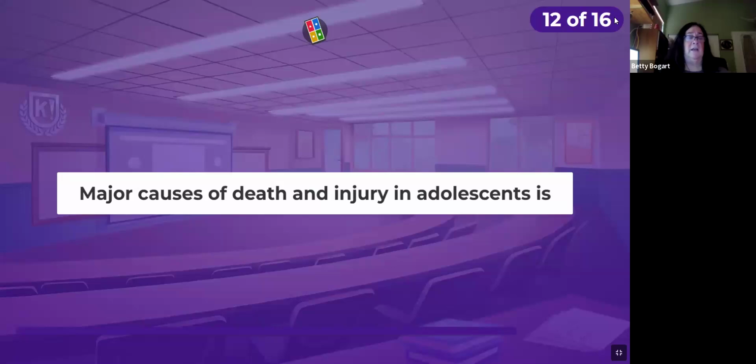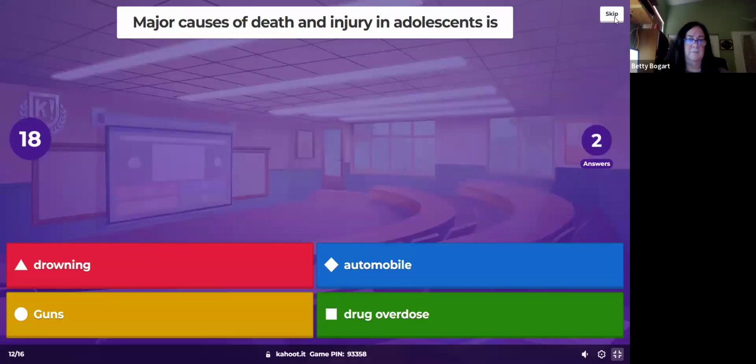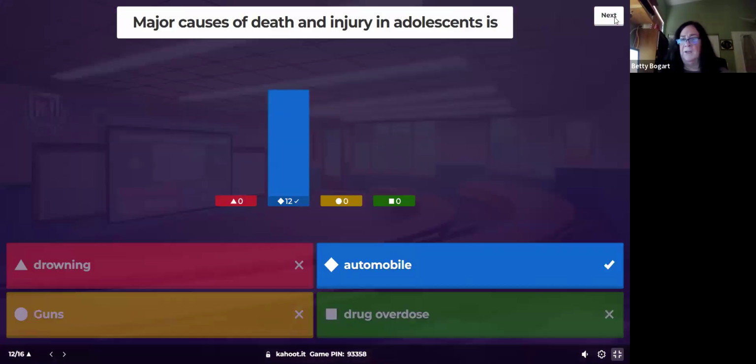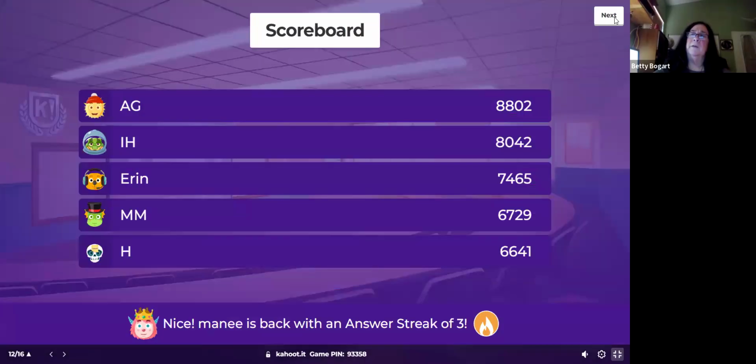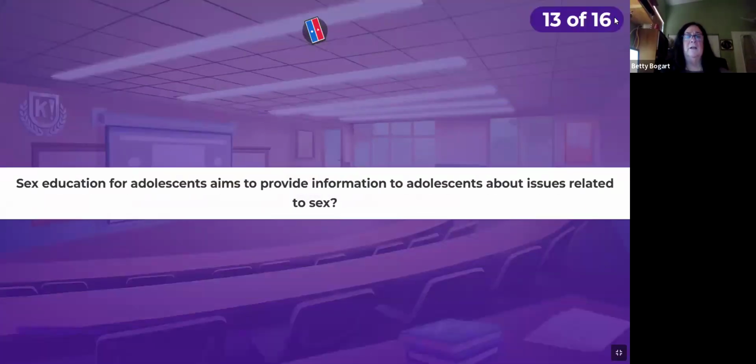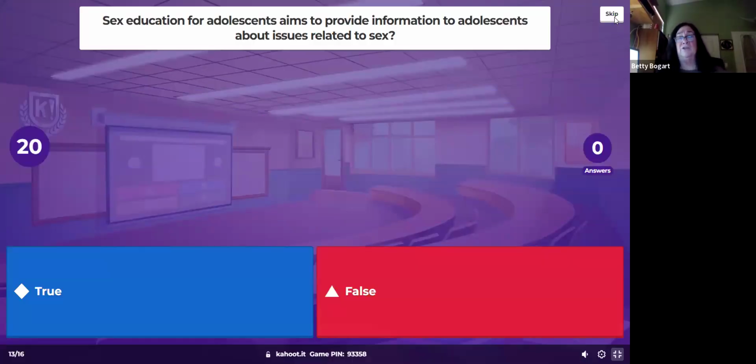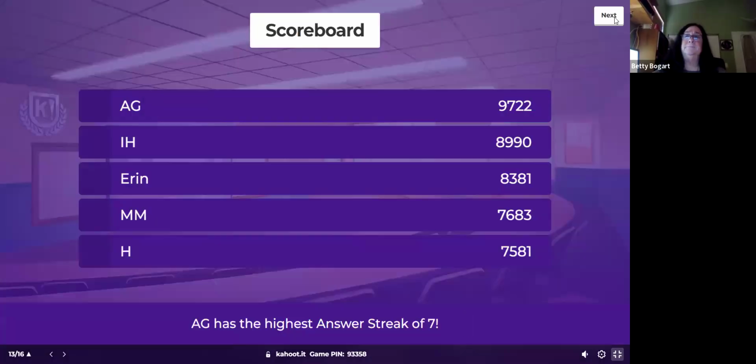Major causes of death and injury in adolescence is, in all age children, motor vehicles, automobiles, very good. True or false? Sex education for adolescents aims to provide information to adolescents about issues related to sex. Absolutely.